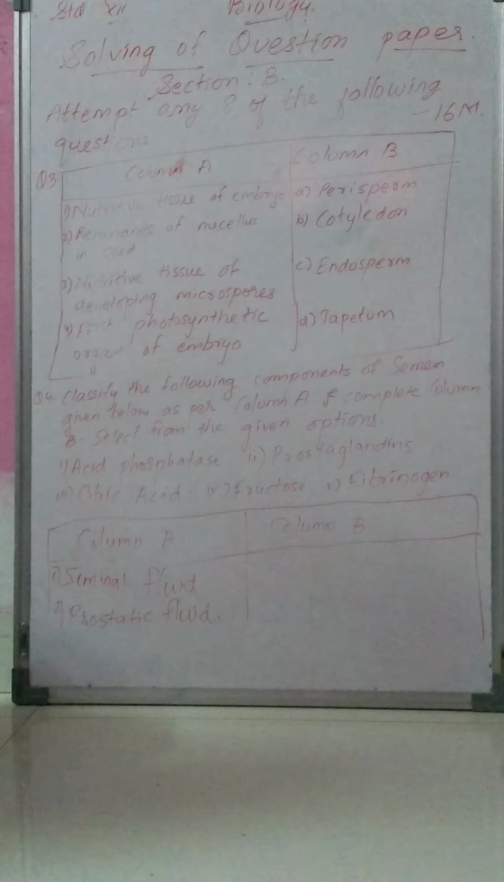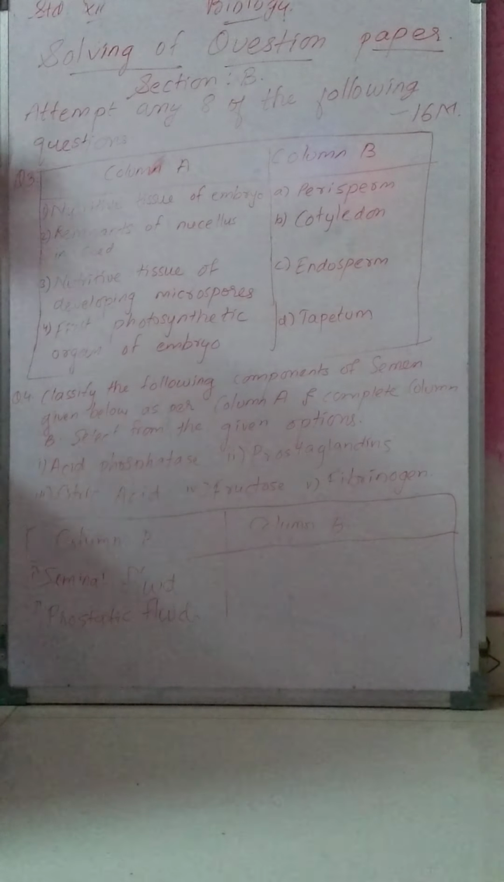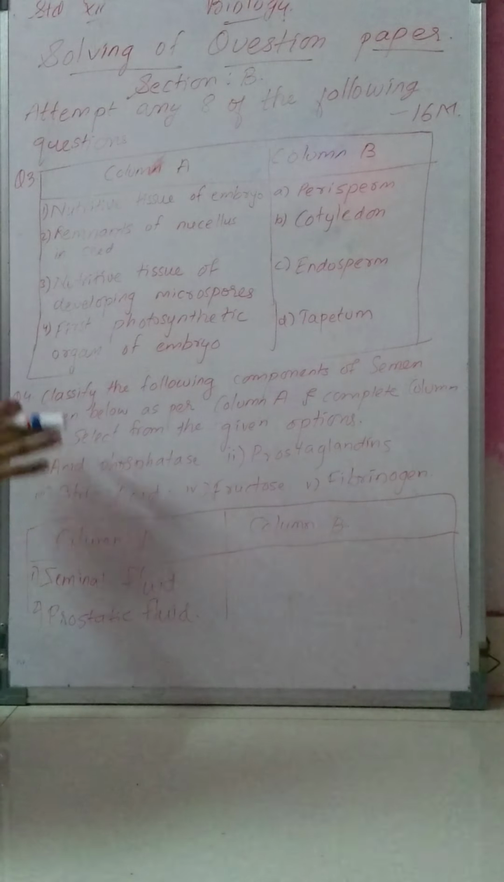So section B, attempt any 8 of the following questions. Here section B questions are 2 marks questions, so you have to attempt any 8. It means 8 into 2, that is total 16 marks are present for this section. Every question in this section is for 2 marks. You can attempt any 8 questions.